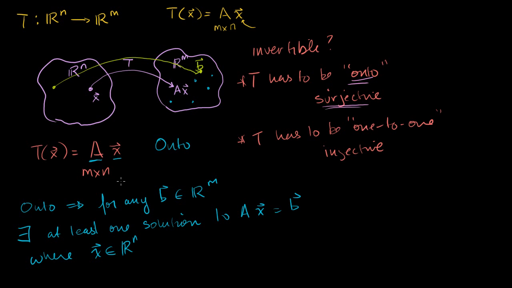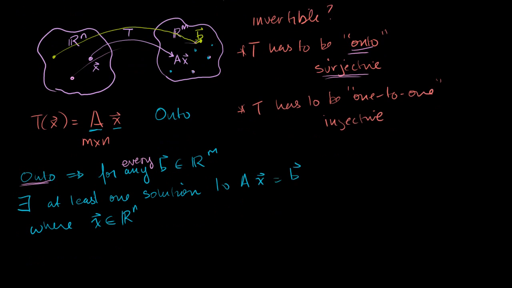It's just another way of saying exactly what I've been saying the first part of this video. You give me any B in this set, and then, for T to be onto, there has to be at least one solution to Ax is equal to B. There has to be at least one x out here that if I multiply it by A, I get to my B. And this has to be true for every B in Rm, we have to be able to find at least one x that makes this true. So what does that mean?